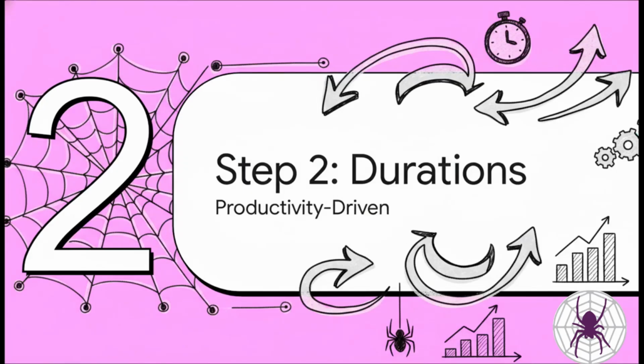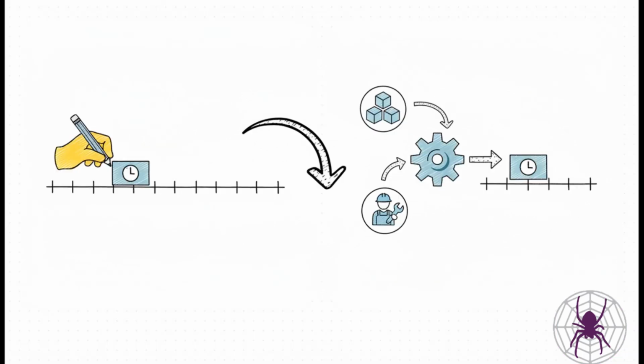Right, with our structure in place, we get to the core of what makes this whole approach so different. Let's dive into how Spider Project handles activity durations, not as something you input, but as something it calculates. This right here is the paradigm shift. The traditional way, you punch in a fixed duration. 10 days, 20 days, whatever feels right.